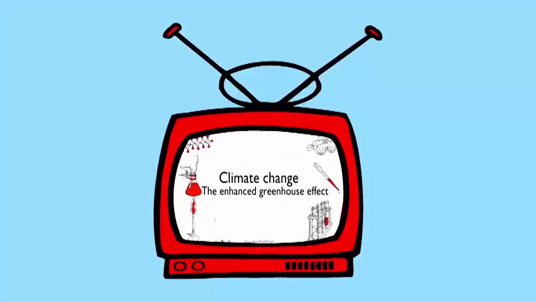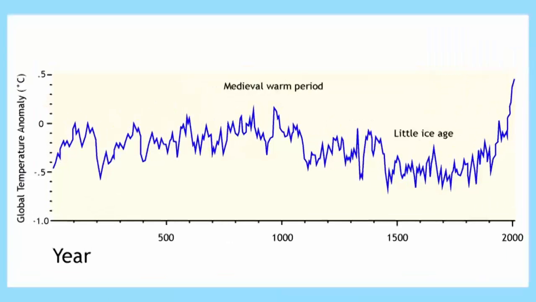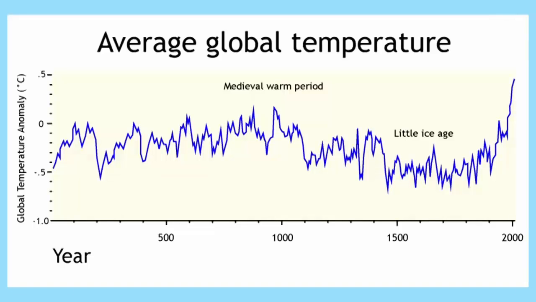In the lesson on climate change, we saw how the release of extra greenhouse gases into the atmosphere causes the planet to warm. In this video, we will look more closely at the effects caused by the supply of thermal energy the Earth gets from the sun. Here is a simplified graph of the average global temperature.